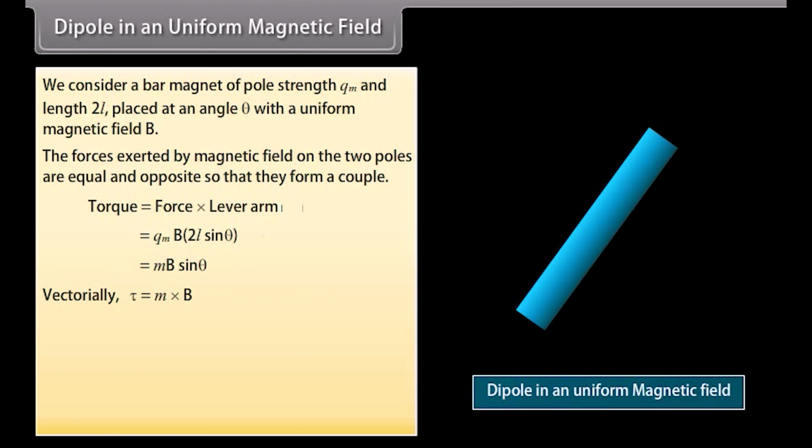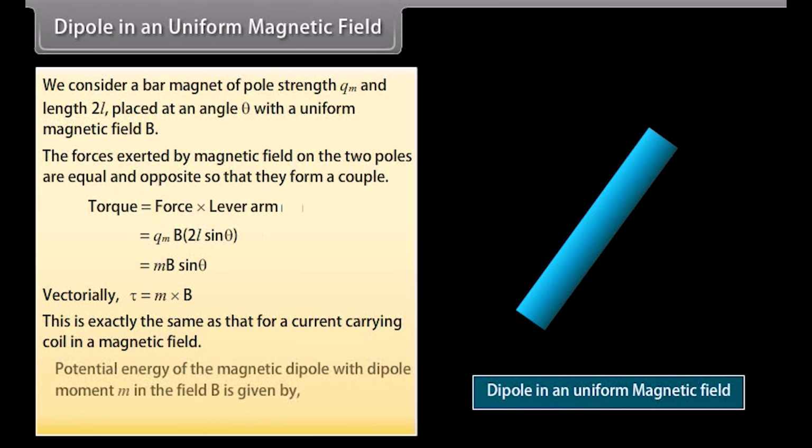Vectorially, it is represented as τ equals the cross product of m and B. This is exactly the same as that of a current-carrying coil in a magnetic field. Potential energy of the magnetic dipole with dipole moment M in the field B is given by negative dot product of M and B.